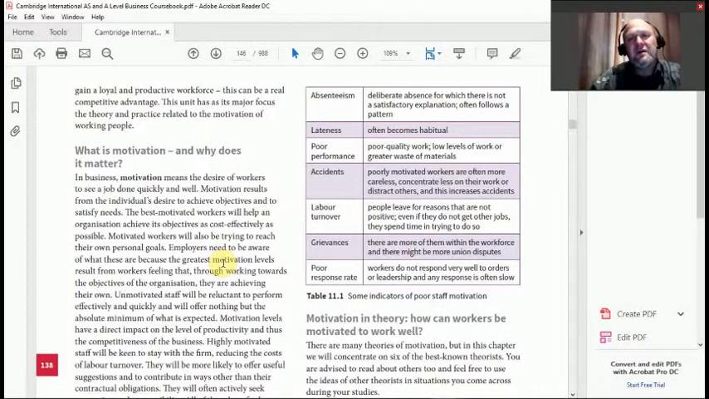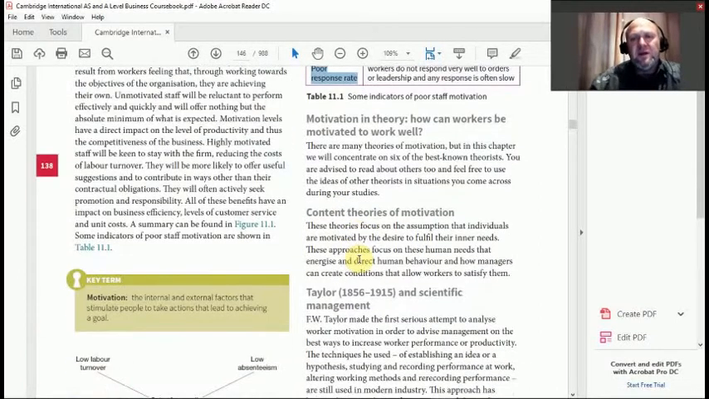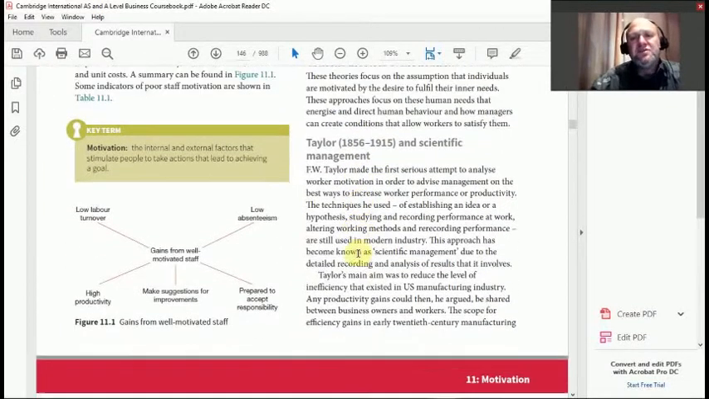So how does a manager understand whether an employee is motivated or not? By their productivity? Yeah, that's one way. But more importantly, these factors: 1, absenteeism; 2, lateness; 3, poor performance; 4, accidents; 5, labor turnover, so in other words, there's lots of people coming and going; grievances, there's lots of complaints; and poor response rate. So these are just some indicators of employees or staff that aren't motivated. So go through that in your own time. But motivation in theory can help you manage your business a little bit better.